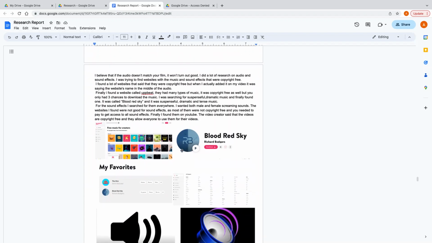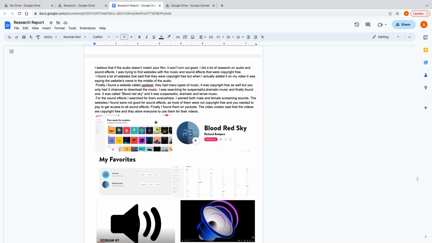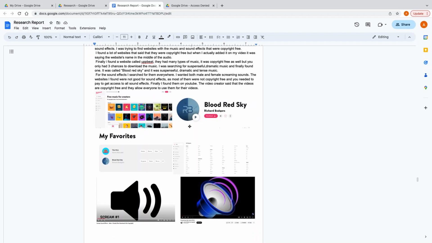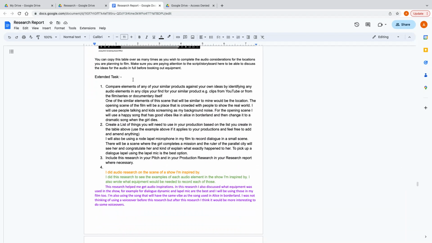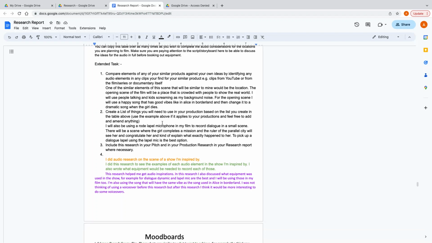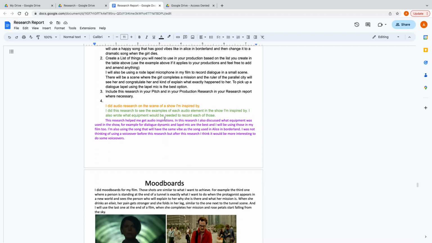Here's the pictures of the websites that I used for copyright-free music and the sound effects as well. And this was extended stunts, where I compared them to a similar product, which I compared to Alice in Borderland as well. As I mentioned, I compared everything to Alice in Borderland.